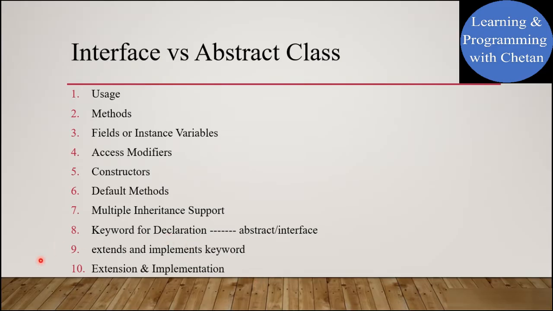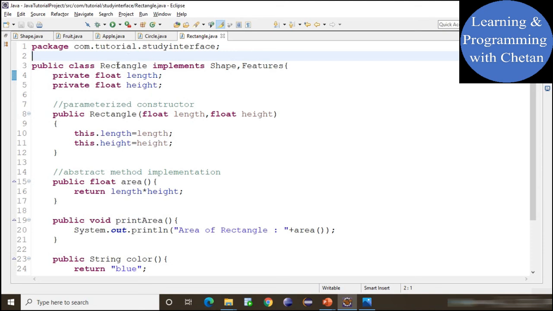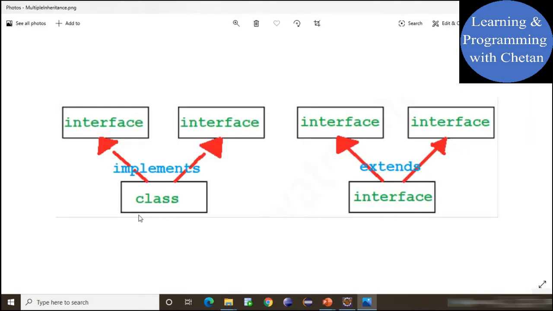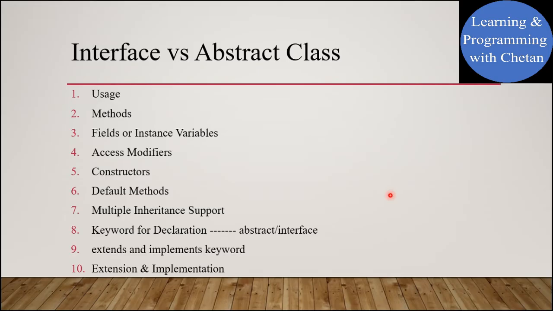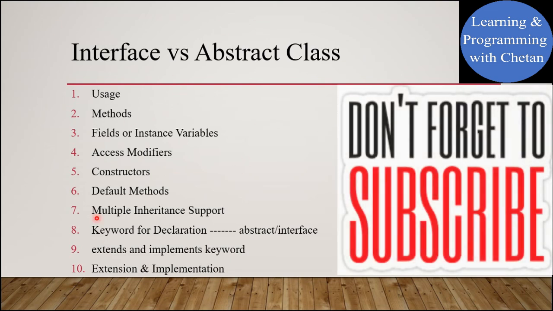Now let us discuss our next difference on the basis of extension and implementation. In case of abstract classes, a class can extend only one abstract class, whereas in case of interface, a class can implement multiple interfaces. So here you can see that a class can implement multiple interfaces, and one interface can extend multiple interfaces. So friends, this is about the difference between interface and abstract classes in Java programming language.